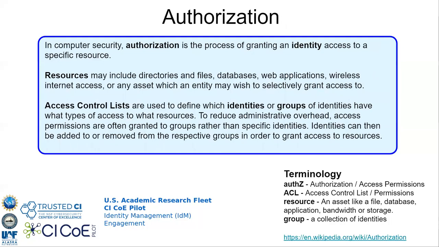Authorization is the process of granting an identity access to a specific resource. Resources may include files, databases, web applications, wireless internet access, or any asset which an entity may wish to selectively grant access to. Access control lists are used to define which identities have what types of access and to what resources. In order to reduce administrative overhead, access permissions are often granted to groups of identities rather than specific identities. Identities can then be added to or removed from the respective groups in order to grant access to resources.